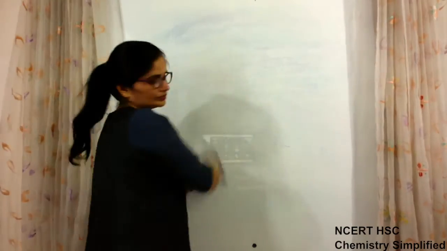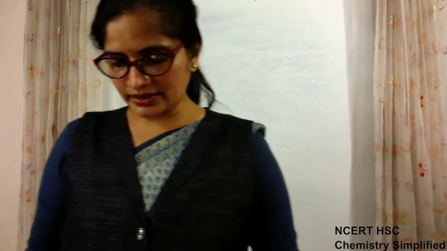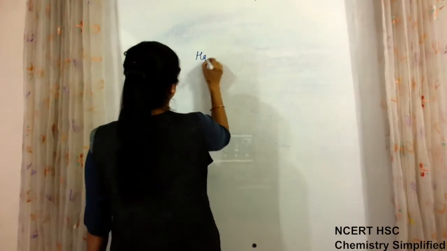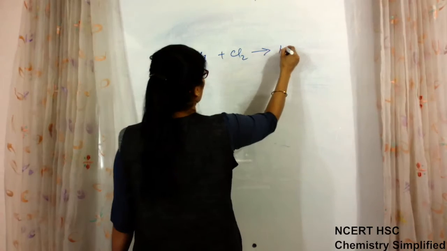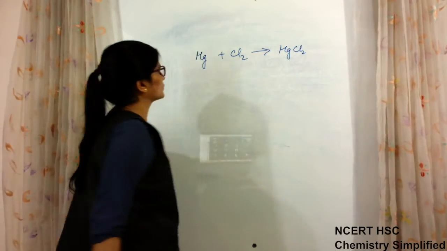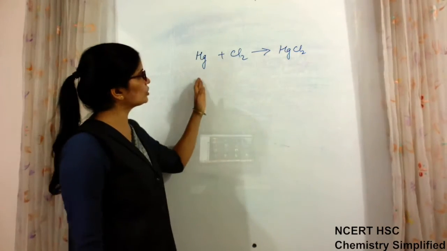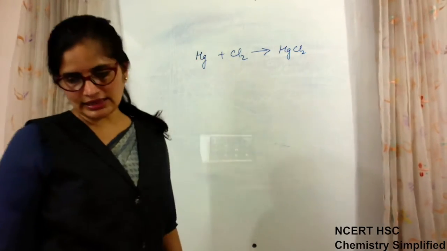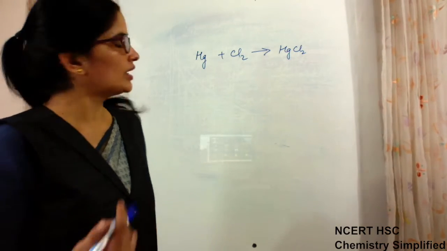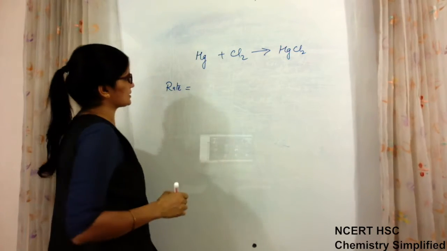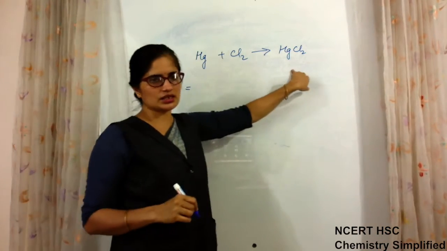Now, next is, now consider a reaction like Hg plus Cl2 gives HgCl2. Now rate of the reaction can be expressed in terms of both reactants and products. In this reaction, what we have written, we can write the rate of reaction as, these are reactants, this is product.